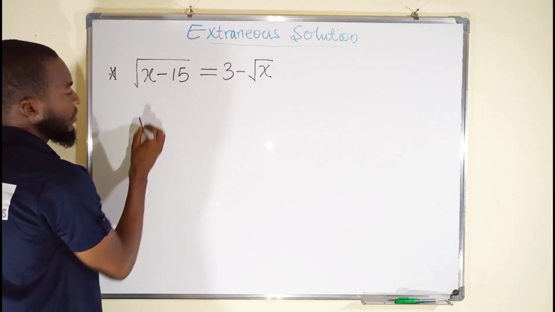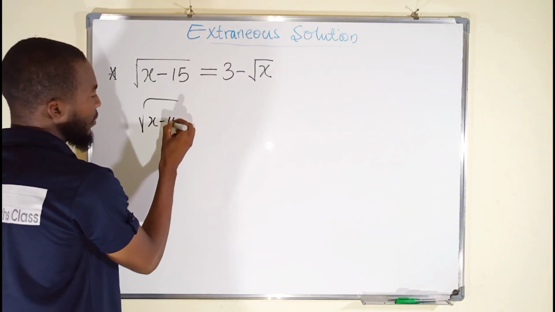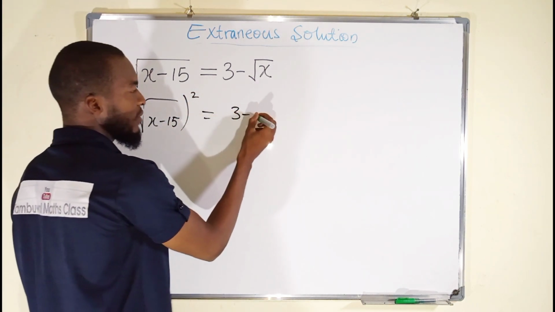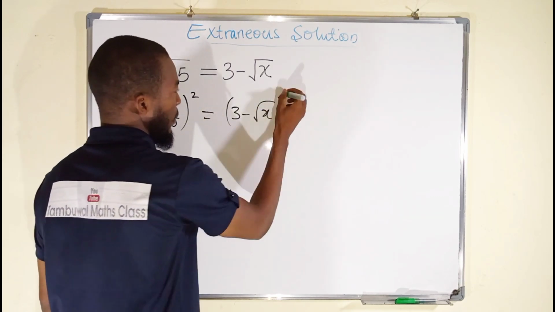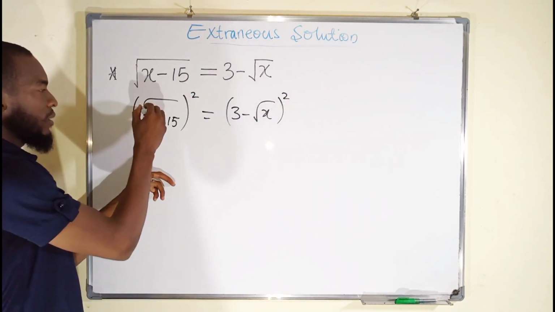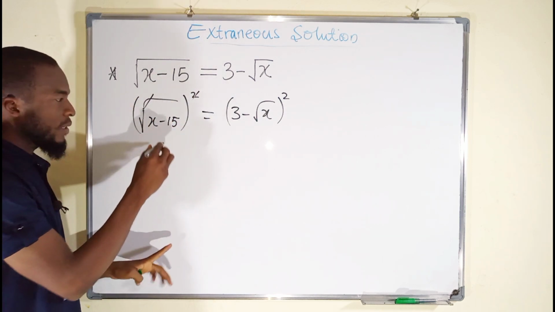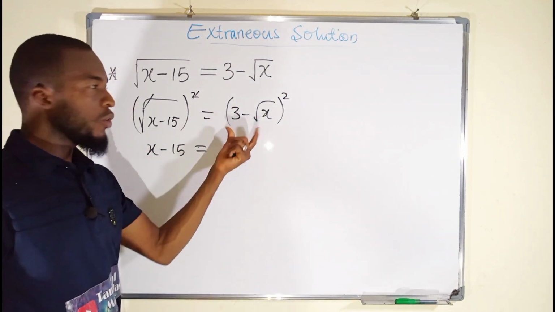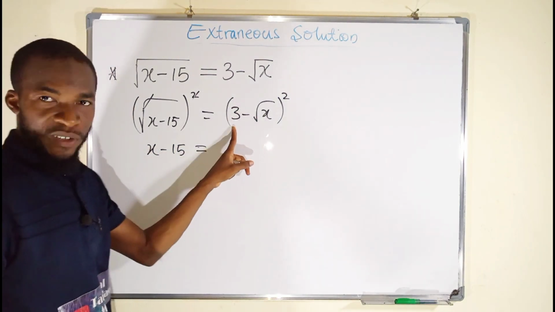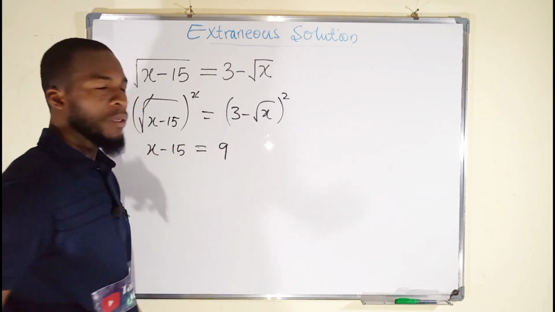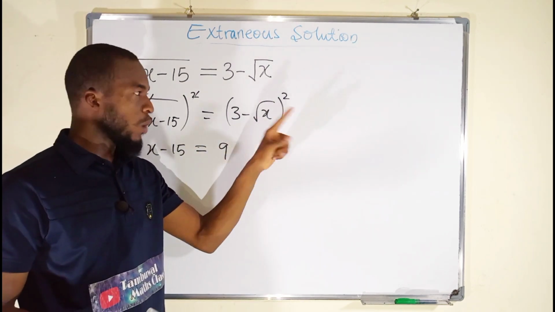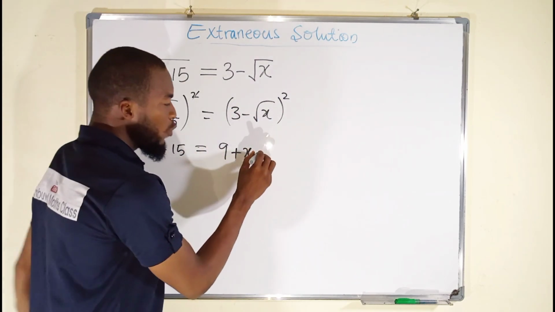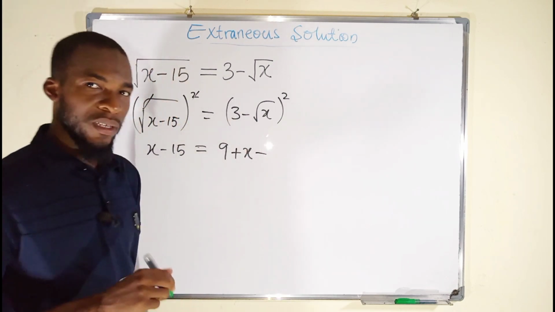So we square this, x minus 15. We square this. We also square the right hand side. From the left hand side, square will cancel square root, leaving x minus 15. And to the right, we are going to expand these binomial terms. We take the first term, we square it, we get 9. Take the second term, you square it, square will cancel square root, leaving only x. And you take this sign in between them, which is negative.